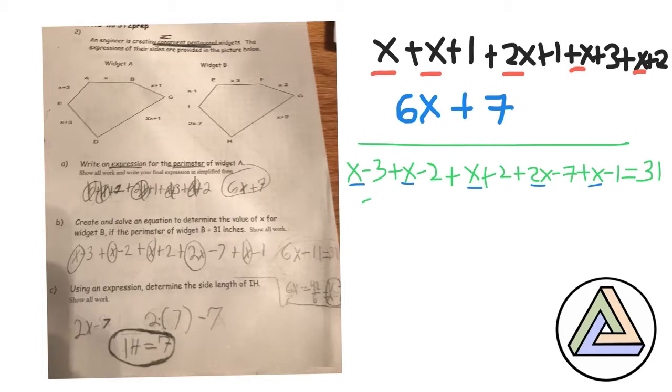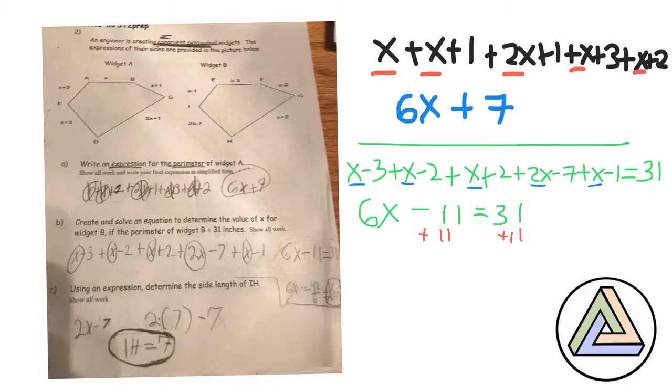So we have 6x over here, and combining the constant terms would be negative 3 minus 2 is negative 5 plus 2 is negative 3 minus 7 is negative 10 minus 1 is negative 11. So that would be 6x minus 11 equals 31. Now to solve this, we would have to add 11 to both sides.